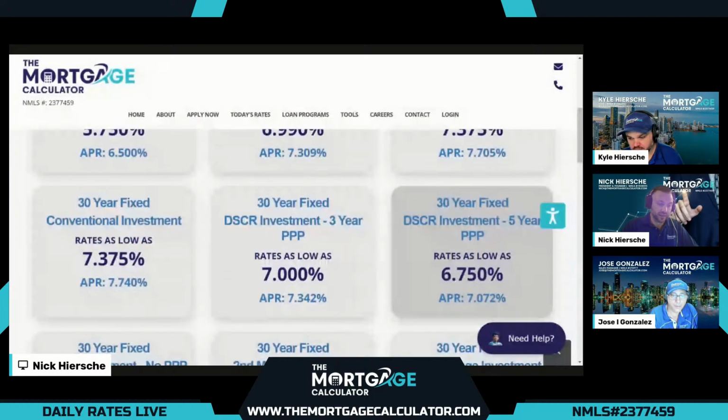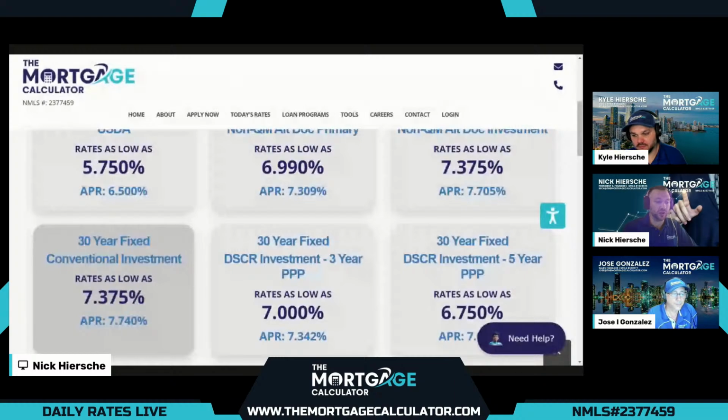Next up is our conventional option. There are no government options, so no USDA, VA, or FHA for investments, but we do have our conventional option here. Rates as low as 7.375. Final APR comes in at 7.740 today. So notice that's actually a touch more expensive than Alt Block today. They've been kind of flip-flopping, but we definitely recommend our customers for investment properties.